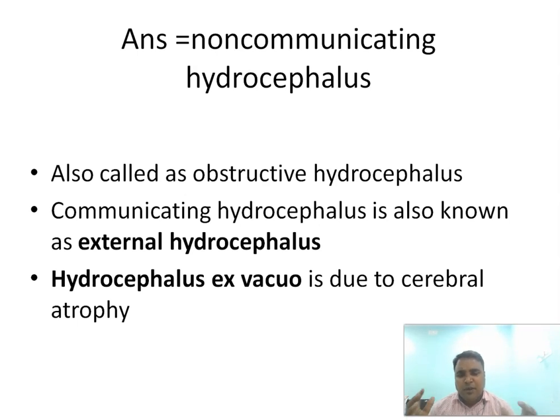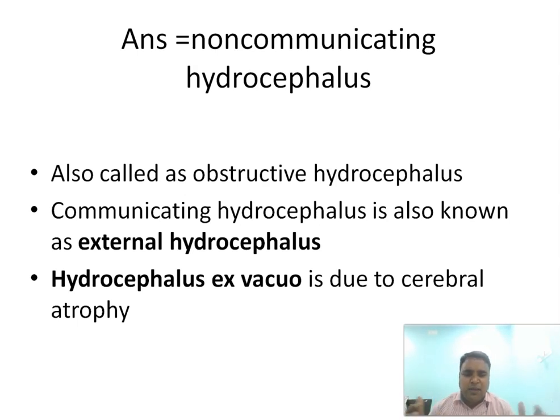Communicating hydrocephalus is because of a defect in absorption at the subarachnoid granulations, which are outside the ventricular system, so it is known as external hydrocephalus. Internal hydrocephalus is confined to the four ventricles, so it is known as internal or non-communicating hydrocephalus. Then another question: what do you mean by hydrocephalus ex vacuo? Hydrocephalus ex vacuo is compensatory dilatation of the ventricles in relation to cerebral atrophy.